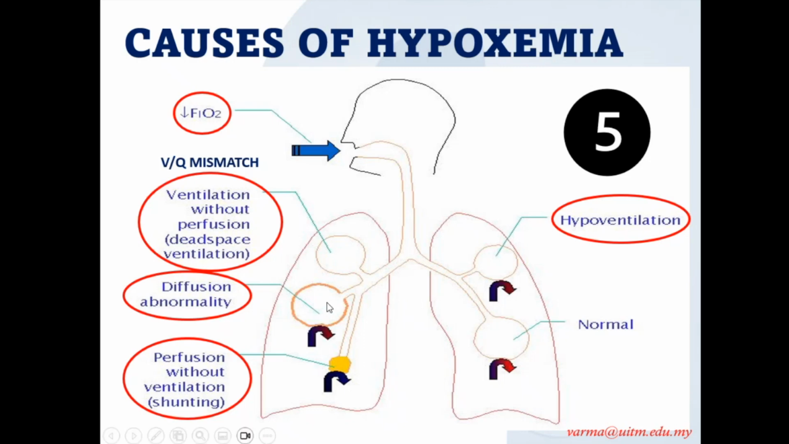So any factors that are involved in Fick's law of diffusion, as we talk about the surface area, we talk about thickness, we talk about the partial pressure gradient and solubility coefficient, all these can affect the diffusion. So these can affect the defective gas exchange. So these are the 5 causes of hypoxemia.